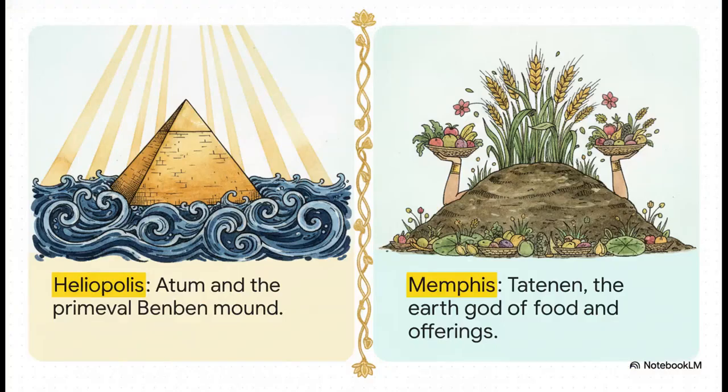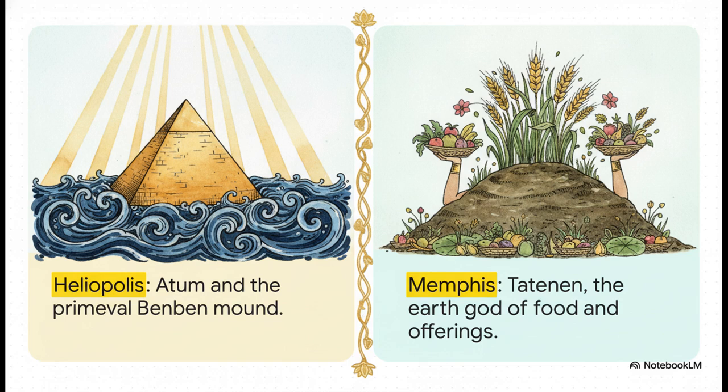Now, ancient Egypt was vast, and it certainly wasn't a monolith of thought. While the city of Heliopolis centered their creation myth around the sun god Atum and that pyramidal Benben mound, the city of Memphis had a completely different take. The Memphites venerated Tatenen. He was an earth god who represented the primeval mound not just as a geometric piece of land, but as the actual physical origin of all food, divine offerings, and bounty.